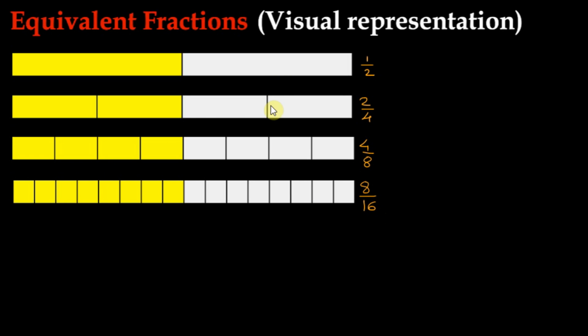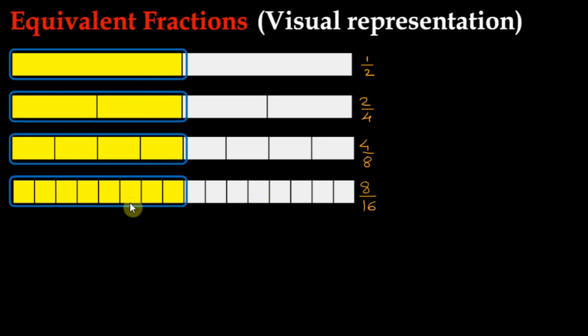Now observe all these strips. What do you notice in all these strips? We are using the same fraction strip, but we are dividing it into a different number of equal parts. And even though we have divided them into a different number of equal parts, the shaded portion for all of them remains the same. That means all these strips show the same part of the whole.